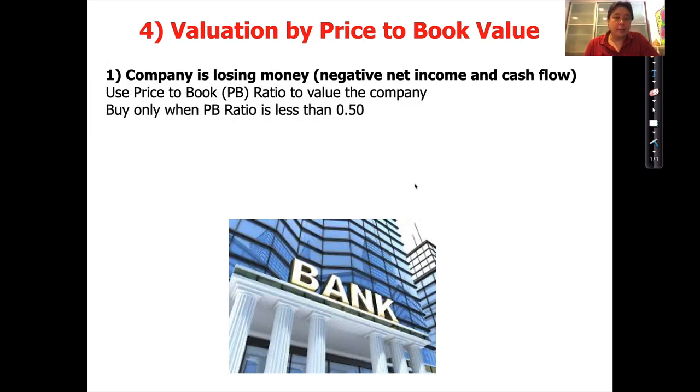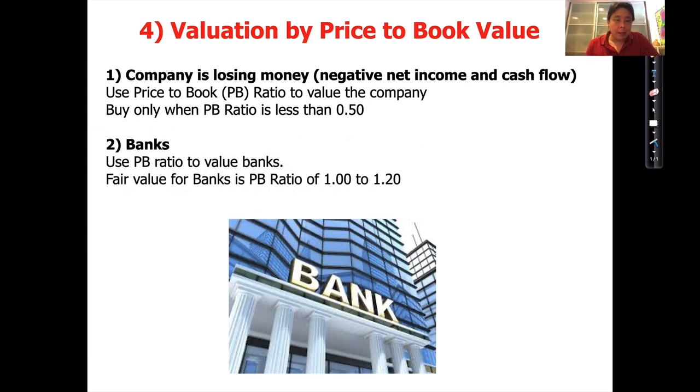Okay. The second time we use it is when we are valuing banks. So we want to find out the price to book ratio for the bank, and to find out if it's expensive or cheap by comparing it to the historical price to book ratio. Now, in general, the fair value for a bank share is a price to book ratio of between 1 to 1.2 in general, all right? So let me show you some real examples right now.